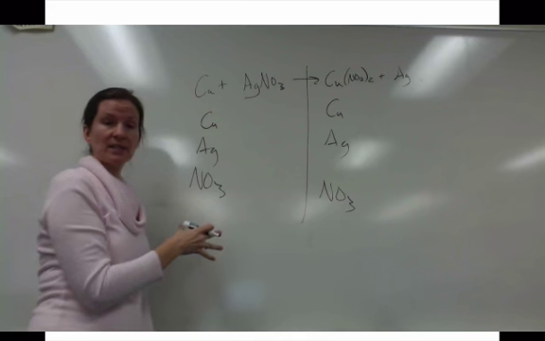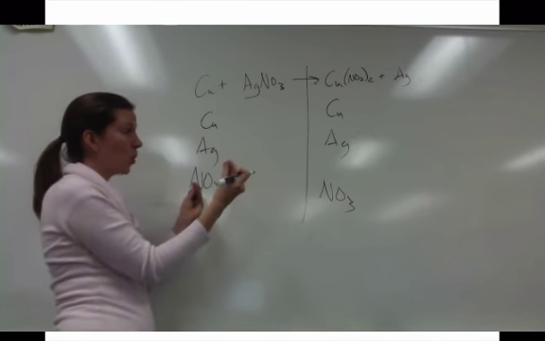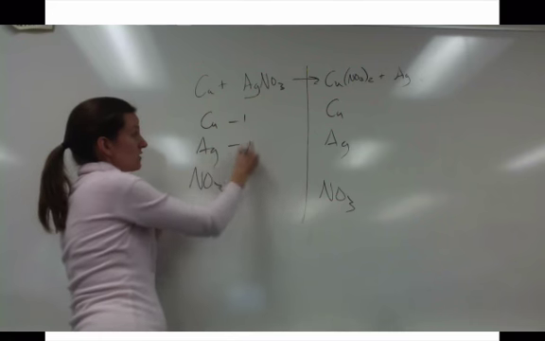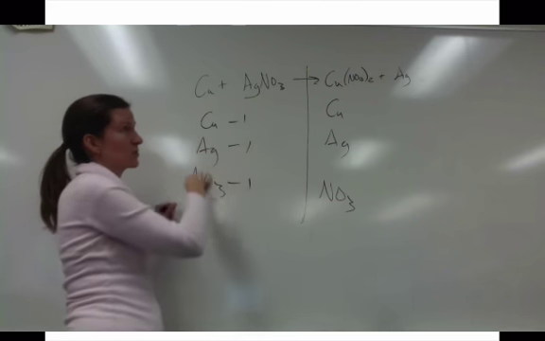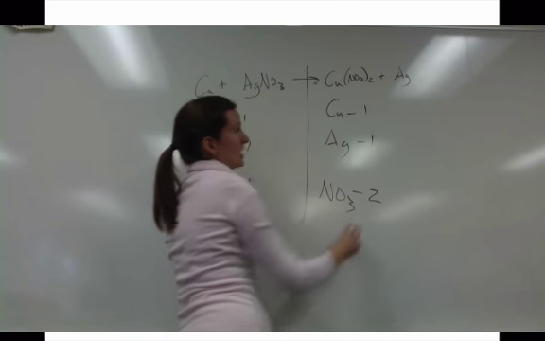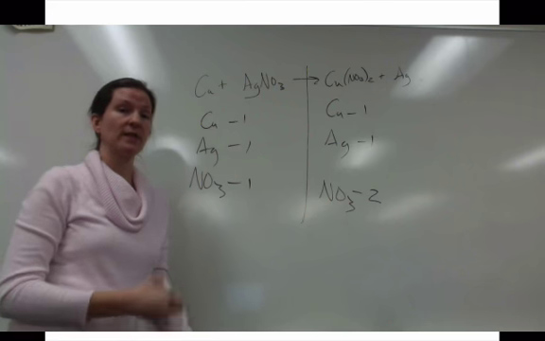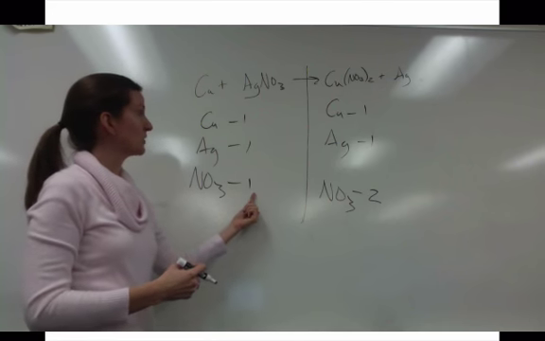So I've got my players listed. Again, I have a polyatomic that shows up on both sides, so I'm counting it as a whole. If I do my count, I have 1 of each based on subscripts on this side. Over here, I have 1 copper, 1 silver, but I have 2 nitrates. So the only thing here to start with is nitrate, because it's the only thing that's different. I need 2 over here.